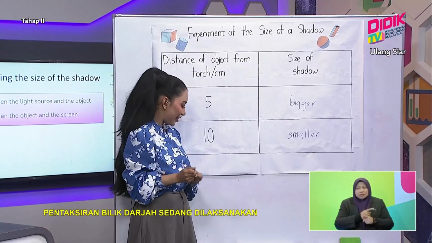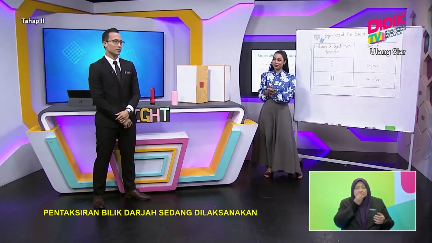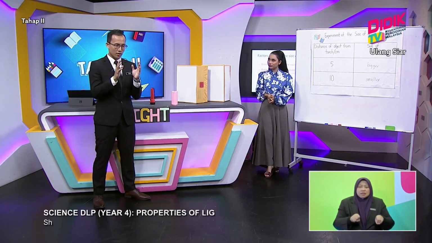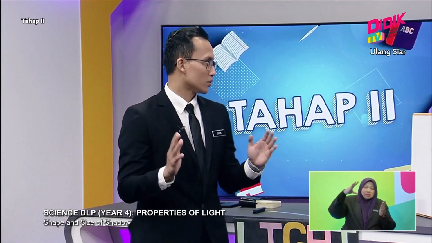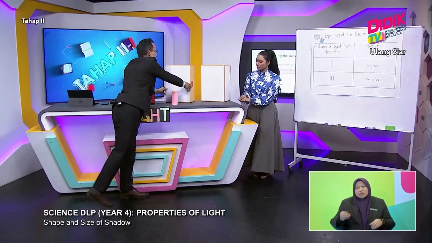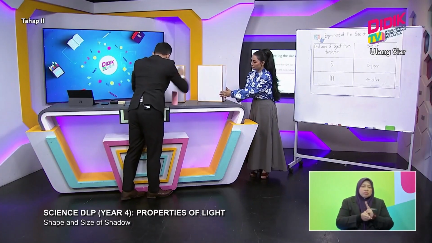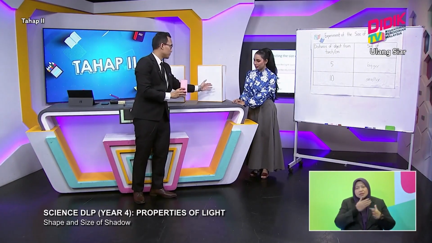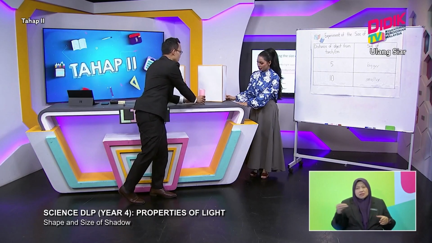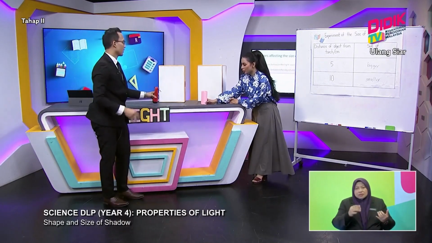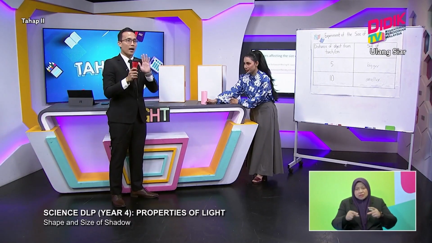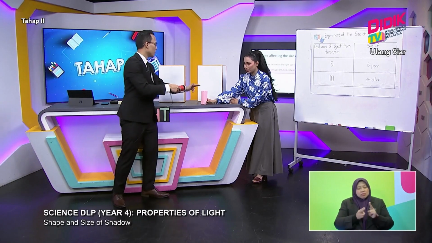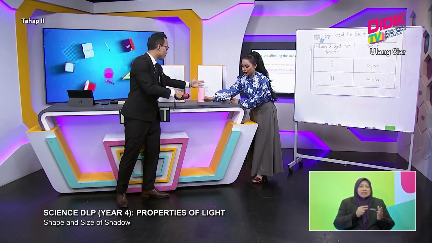Like I mentioned just now, we have two factors that affect the size of the shadow. Just now, we altered the distance between the torchlight and the object. So now we're going to change the distance between the object and the screen. I will need your help to move this forward. I'll hold the object. In this experiment, we will not change the distance of the light source. Shafika is going to move the object further from the screen.